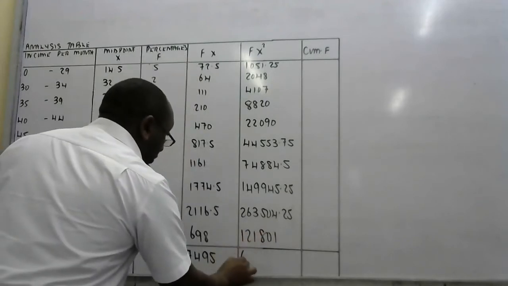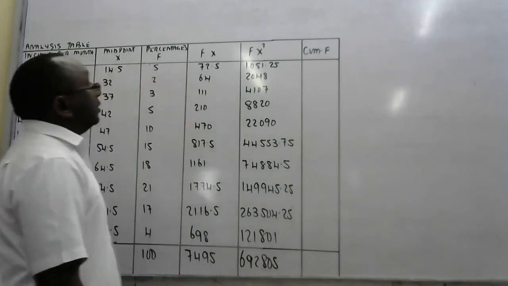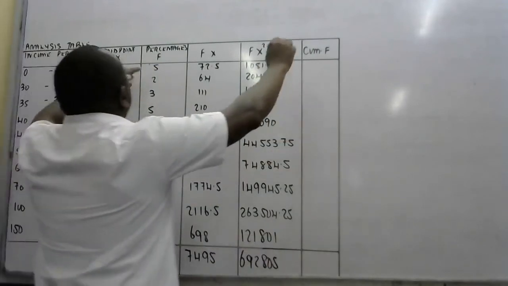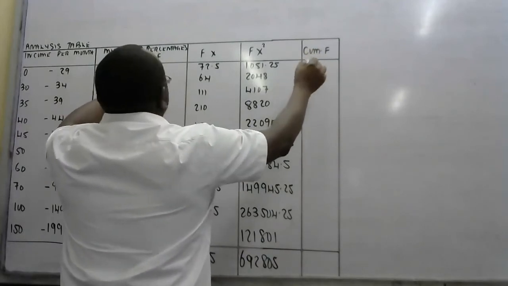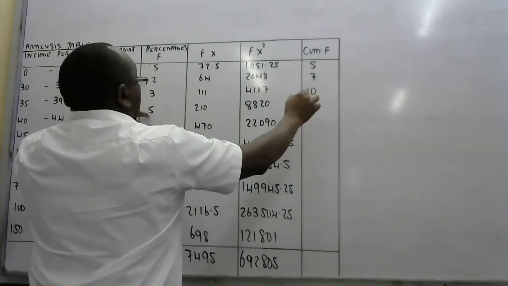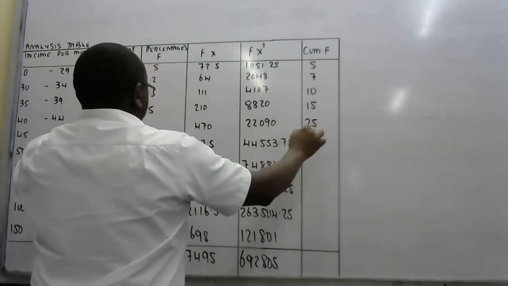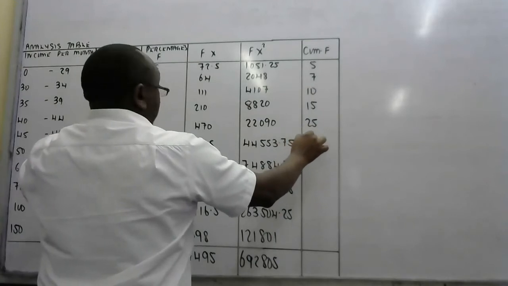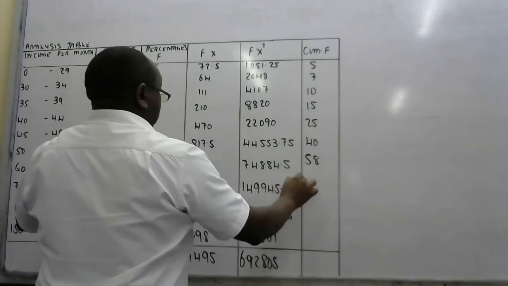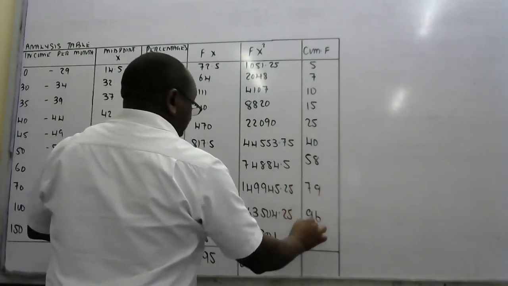Six 692,805. Exact. Okay. So cumulative, this is 5 plus 2, 7 plus 3, 10 plus 5, 15 plus 10, 25 plus 15, 40, 58, 70, 9, 96 and 100. Yeah?